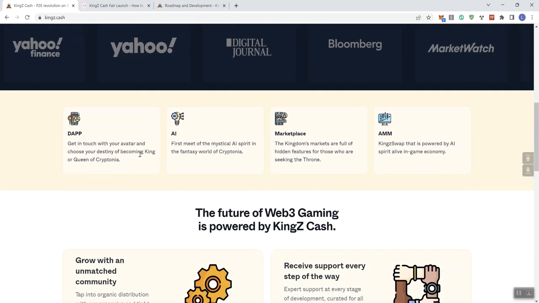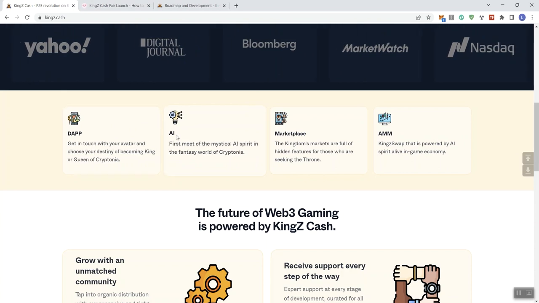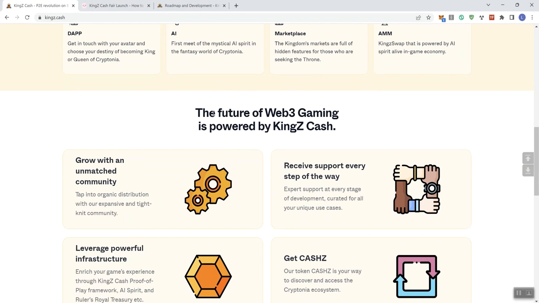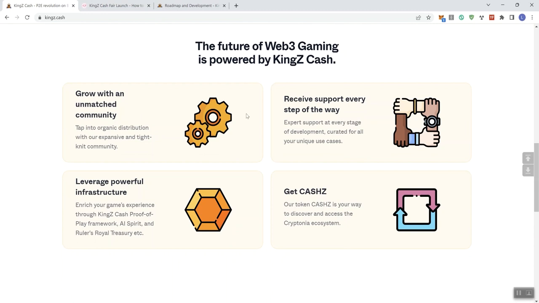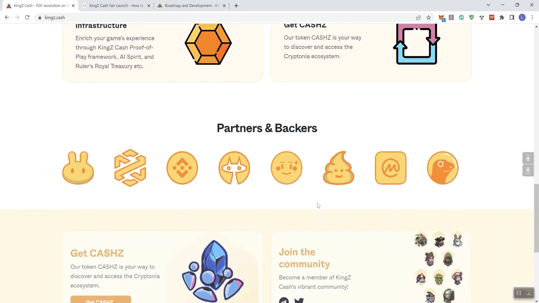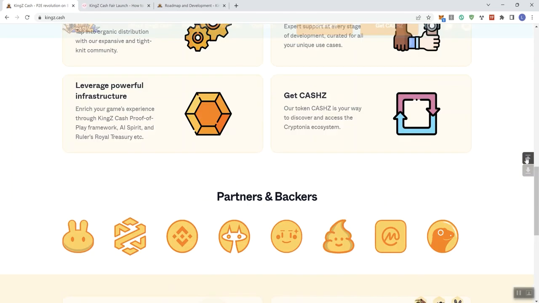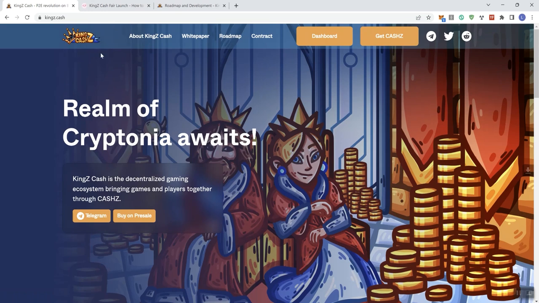Moving forward, we can see some things they want to highlight: the DApp, the AI, Marketplace, and AMM. The future of Web3 gaming is powered by Kingz Cash. Grow with an unmatched community, receive support every step of the way, leverage powerful infrastructure, and get Cashz. They say the token is your way to discover and access the Kryptonia ecosystem. We get some partners and backers, and basically we're at the end of the page. So that's going to do it in regards to Cashz.